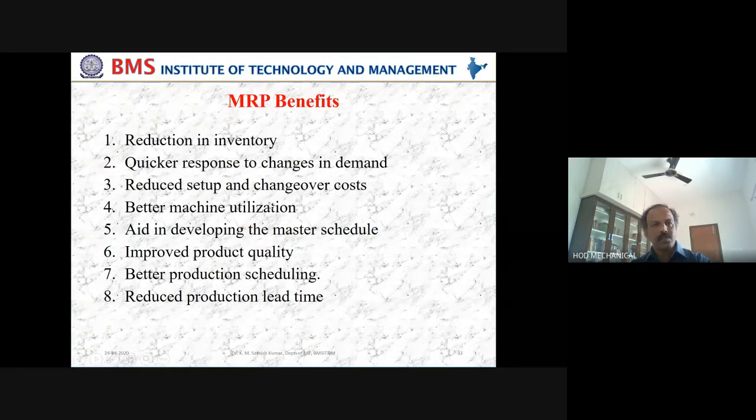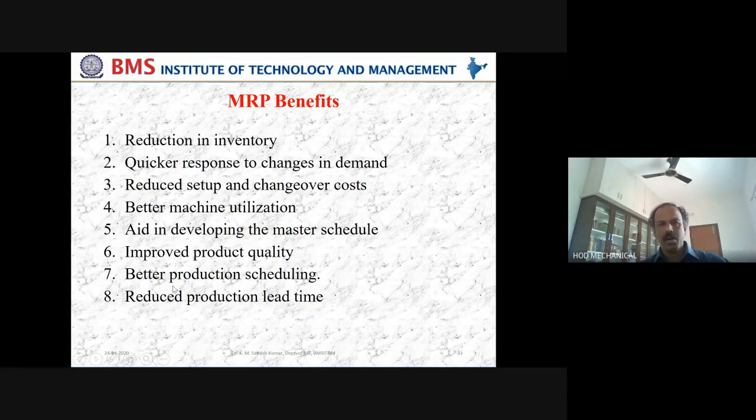Then reduce the setup and changeover cost. Now, by properly maintaining the material requirement planning, the setup time is going to be reduced and changeover cost is going to be reduced, and better machine utilization is going to be there, and it helps in developing a better master scheduling process, and improved product quality is going to be there, and production scheduling is going to be better, and reduced production lead time.